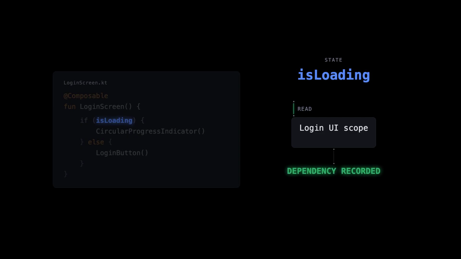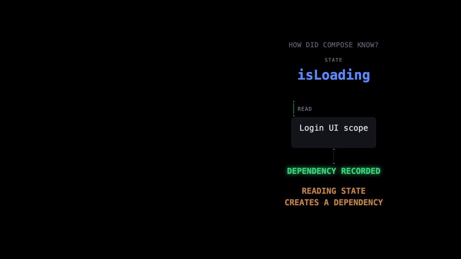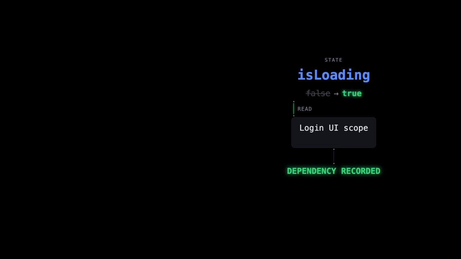Oh, wow. Okay, let's unpack this for a second. So the state read essentially creates a dependency right then and there. It's almost like Compose sets a tripwire on that exact line of code. I love that analogy. Yes, a tripwire is exactly what it is. Right, because it's just sitting there waiting. Exactly. So then let's follow the chain reaction. When the user taps login and isLoading changes from false to true, the tripwire goes off. Bam, the tripwire goes off. Compose immediately identifies the affected recomposition scope and invalidates it.